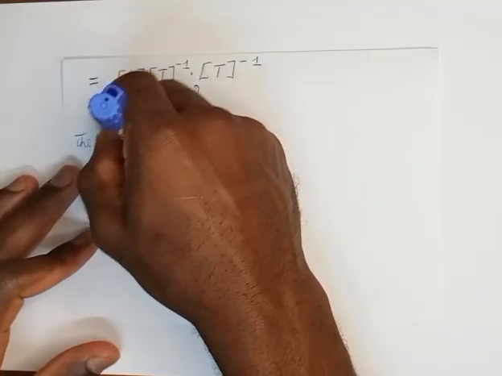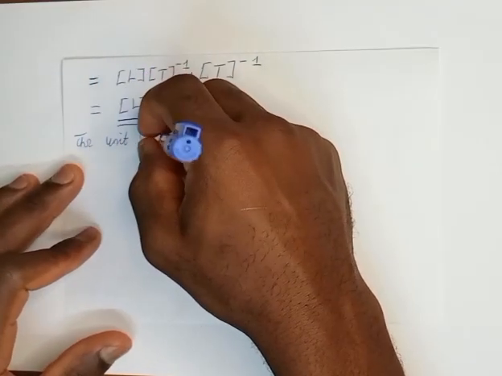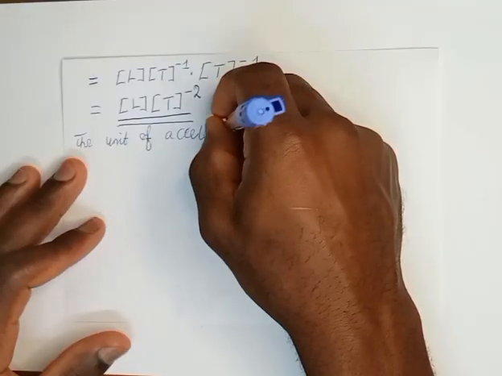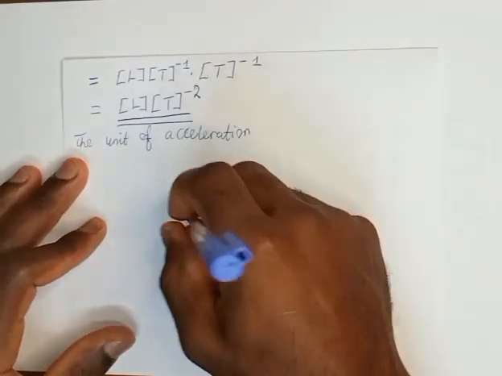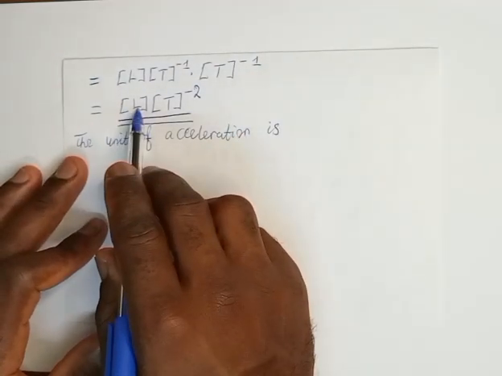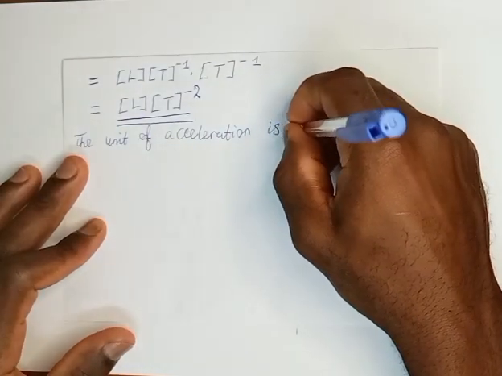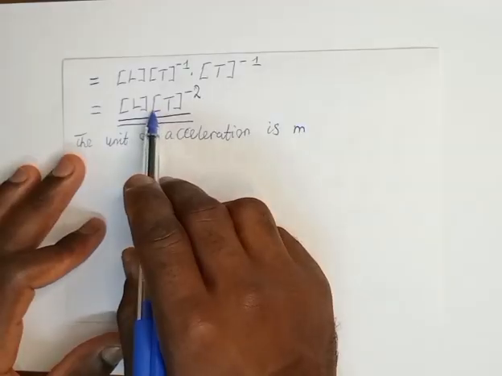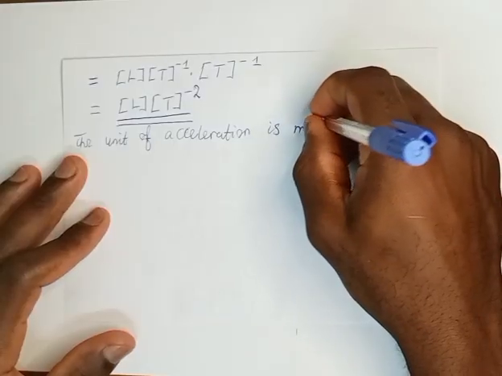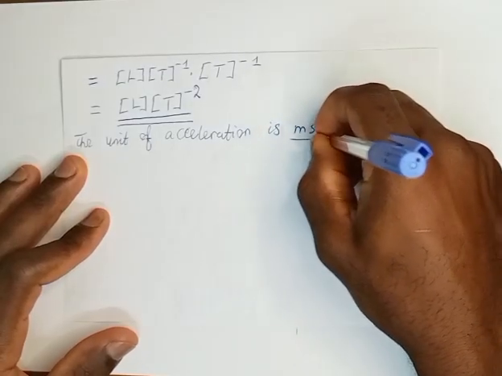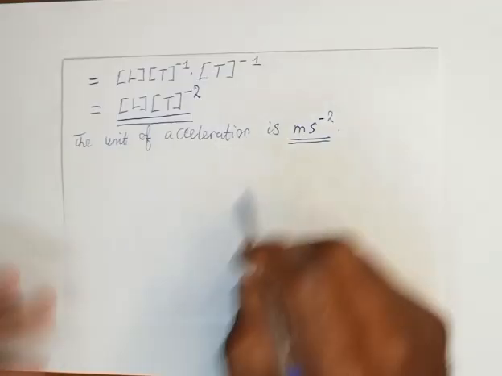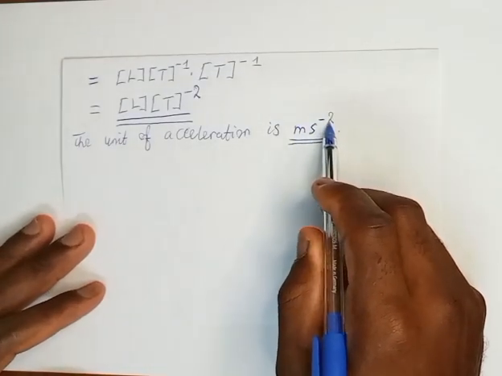The unit of acceleration is, replace L with the unit of length, which is meters. Replace T with the unit of time, which is seconds. Then this is raised to the power -2. Therefore, the unit of acceleration is meters per second squared.